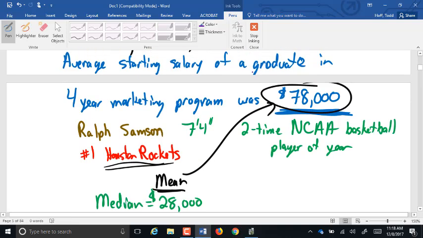Mr. Sampson, by the way, was the only one that made over 35,000, other than one other person who made in the low 40s. So he was the only one that made over like $42,000, $43,000 in that group. He was the only one that made over 78,000 for sure. So do you think the 78,000 is a good measure of center? No.